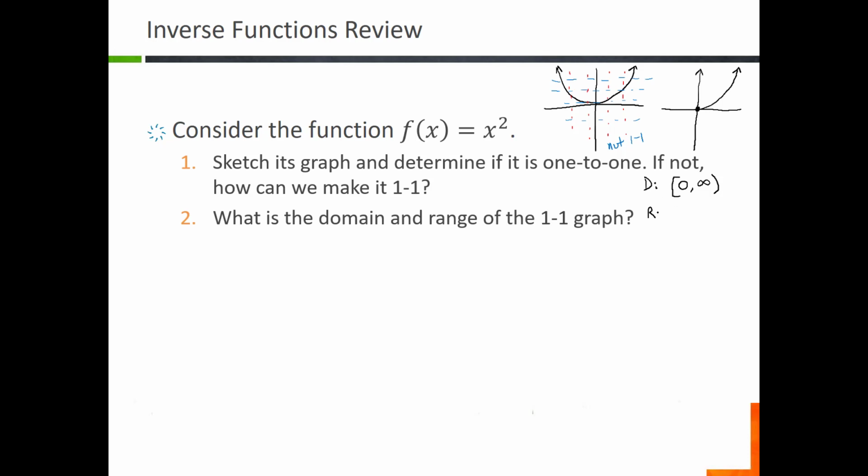Okay, what about the range? Now the range, those are the y values, goes from 0 up to positive infinity. So it is also 0 to infinity. Now again, remember, the original function's entire domain is negative infinity to positive infinity, but when it gets restricted to make it 1 to 1, we get rid of the entire left half of the number line and we only start at 0.